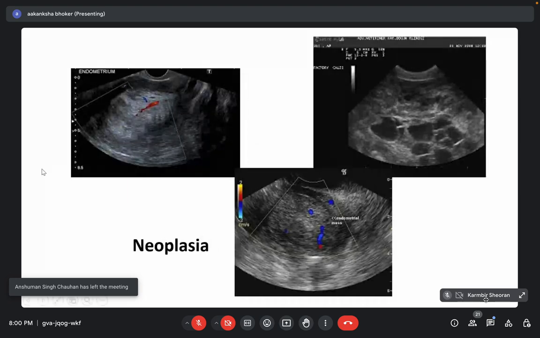Next, there can be some space occupying lesion within the uterus. So these are space occupying lesions within the uterus, and we can see these are highly vascularized. So these are any sort of neoplasia, the nature of which can be confirmed by taking a biopsy. And this is the moth eaten appearance in the uterus. So these are neoplastic changes.